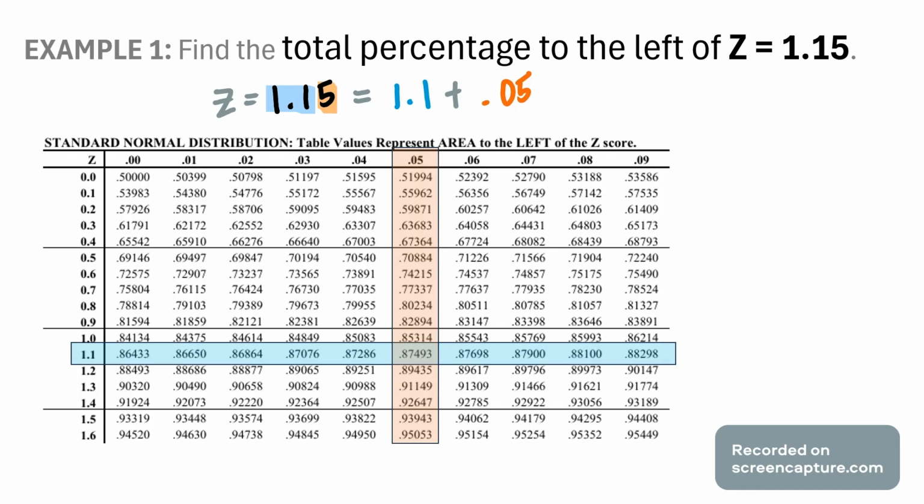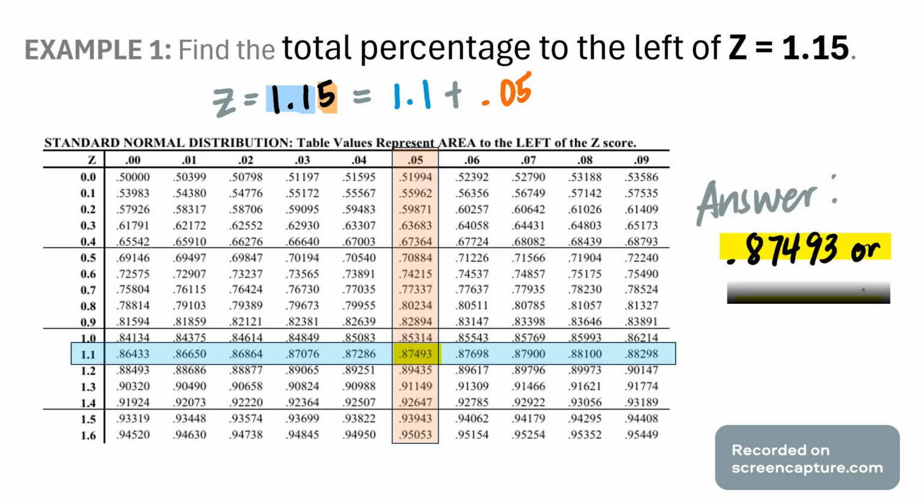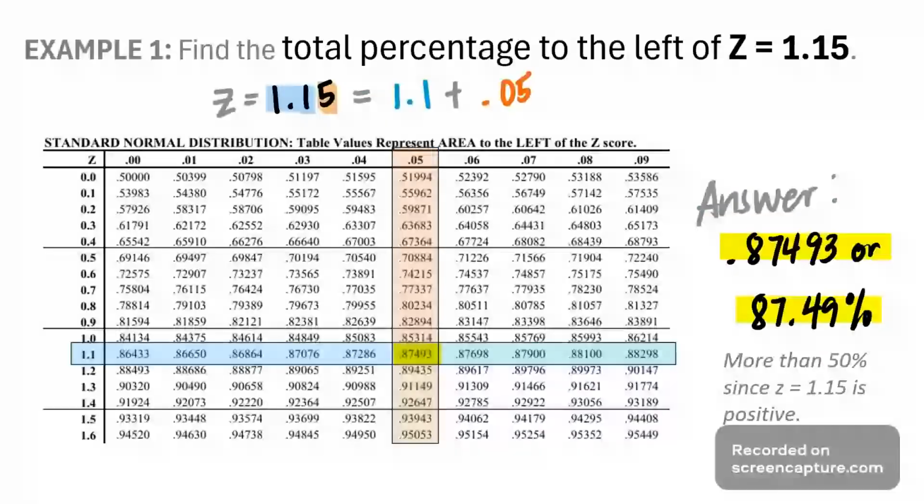So we look for the 1.1 row and look for the 0.05 column. Their intersection is 0.87493. This is the percentage we are looking for. Therefore, the percentage to the left of z equals 1.15 is 87.49%. This is reasonable because this is more than 50% since z equals 1.15 is positive.